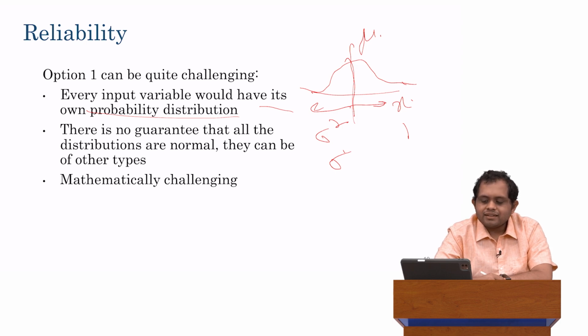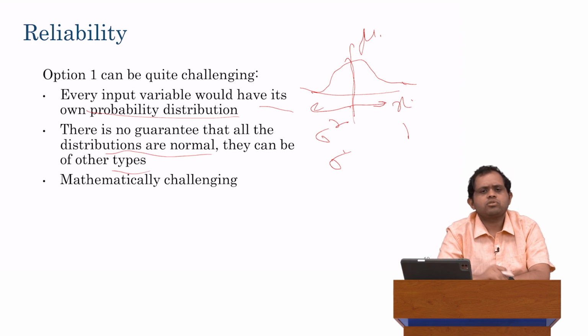The problem is, with option 1, we have so many variables, and each of the properties has its own probability distribution, and there is no guarantee that all of them are going to be normal. There can be other types. What are other types? There are plenty of other types. The uniform distribution, there's a gamma distribution, there's a beta distribution.